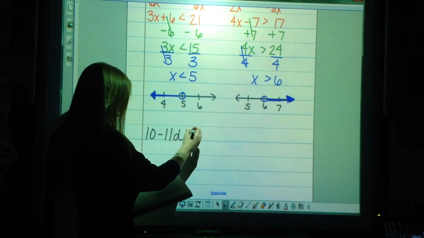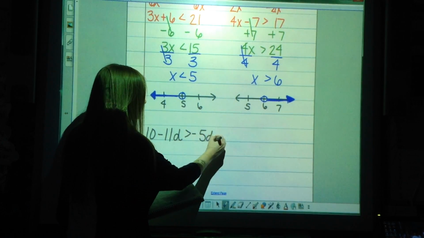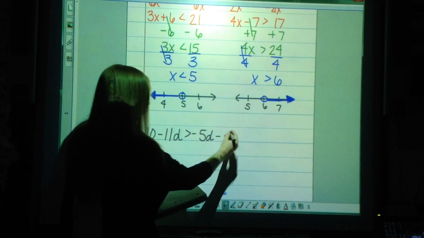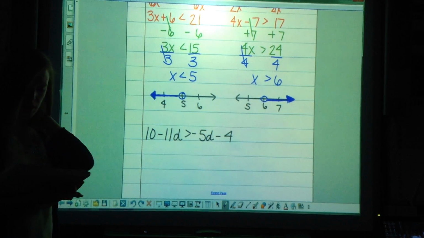...is greater than negative 5d minus 4. Push pause and try that now.